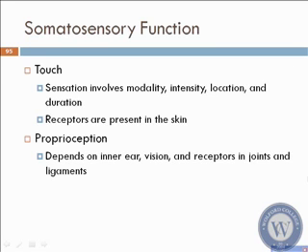Somatosensory dysfunctions occur due to sensations involving modality, intensity, location. You can get receptors present in the skin, so touch is something that you would perceive. Some people have diminished levels of touch, and other people have increased. Proprioception, on the other hand, depends on inner ear, vision, and receptors in joints and ligaments. This is a very important receptor function because it loads the muscle beforehand based on the stress load that's put on it. Okay. Now, why is that important for us clinically?